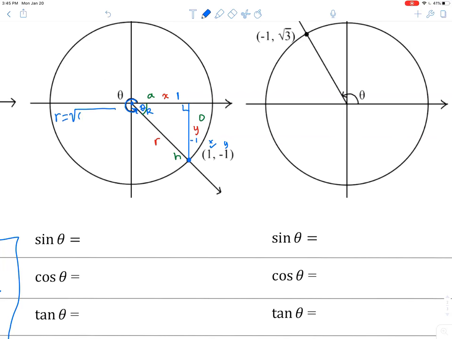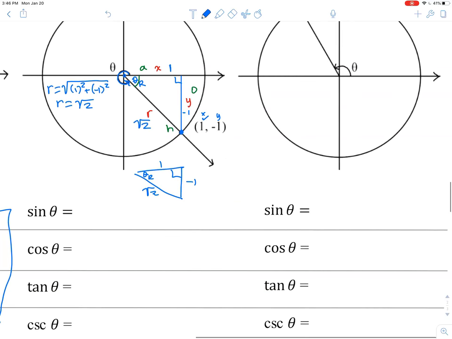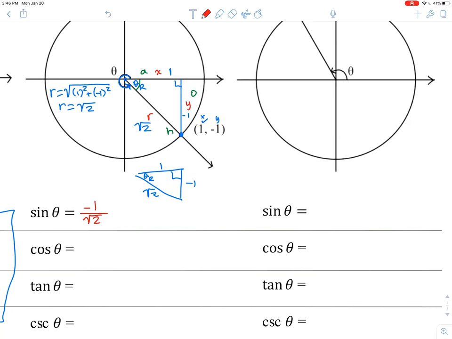So remember, radius is equal to the square root of one side squared plus the other side of the right triangle squared, or the legs. So that'd be 1 plus 1, so that's the square root of 2. So we get that measure there. Again, if you want to pull that out so that you can look at it, you can do that. Here's your angle theta. All right, so here we go. Sine is opposite over hypotenuse, or y over r.